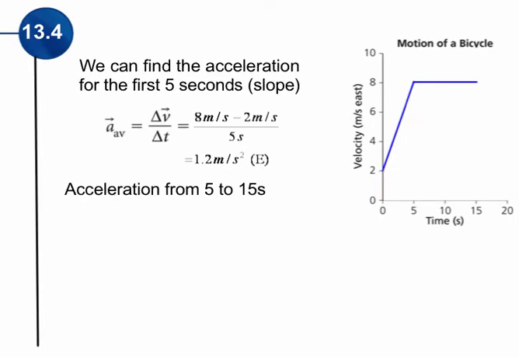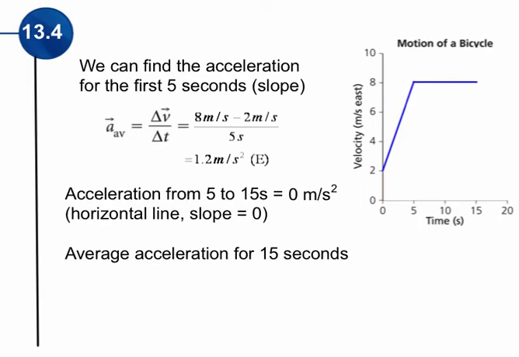Well, what if we wanted to find the acceleration from 5 seconds to 15 seconds? And 5 seconds to 15 seconds is pretty easy to see on the graph. This is where we have no slope. So we have no acceleration. The acceleration is 0 meters per second squared because we have just a horizontal line. The slope is 0. No need to do any calculations. We can just interpret from the graph.